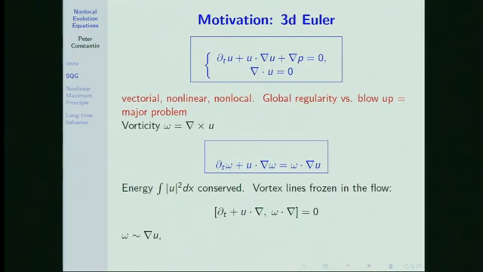And because omega is kind of like gradient u, and you see omega times gradient u, you suspect the possibility of blow up. That has been going on for 30, 40 years. That suspicion is still a suspicion. And so it's an open problem.